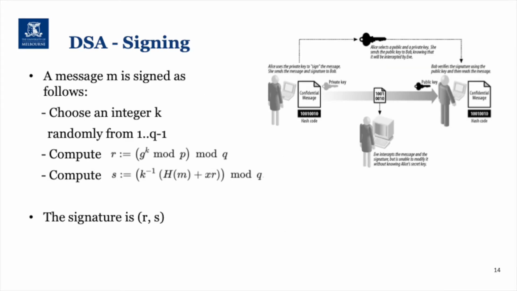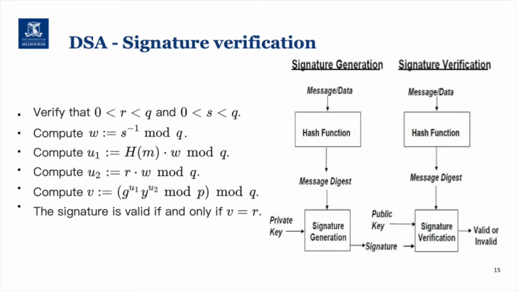Alice selects a random secret integer k from 1 to q-1. And she computes r and s. After that, Alice publishes her signature r and s. To verify the message, Bob performs the following steps. Download the public information. Compute w, u1, u2 and v. The signature is then only accepted if v equals r.